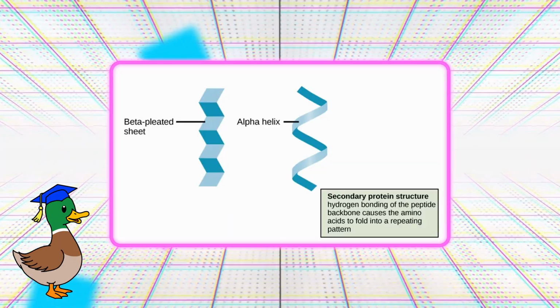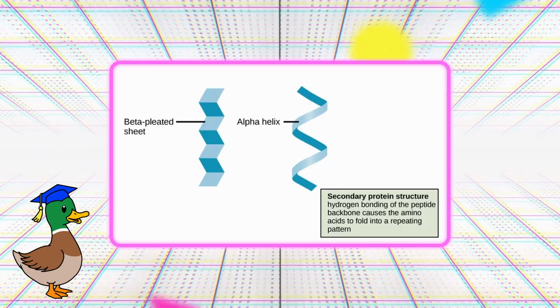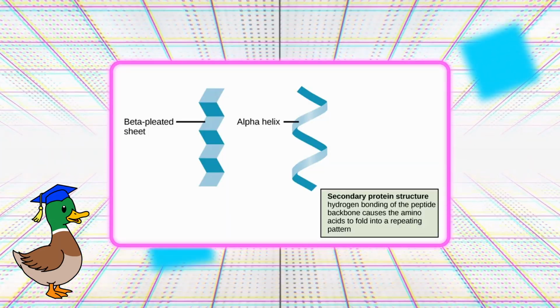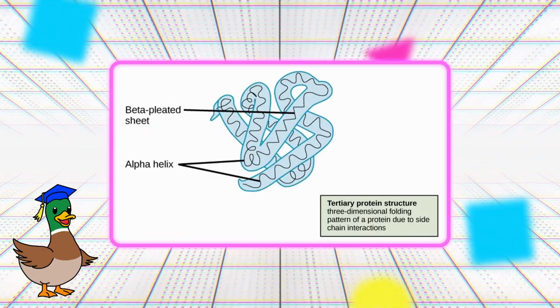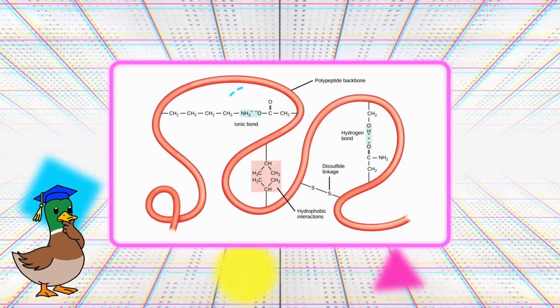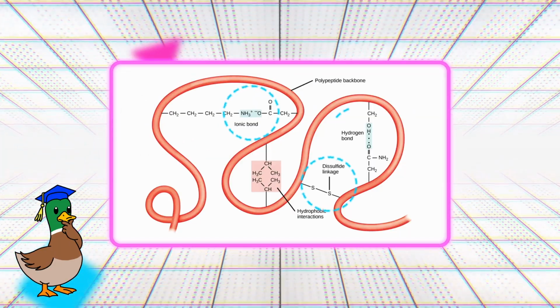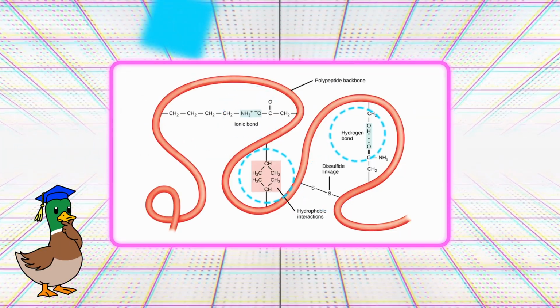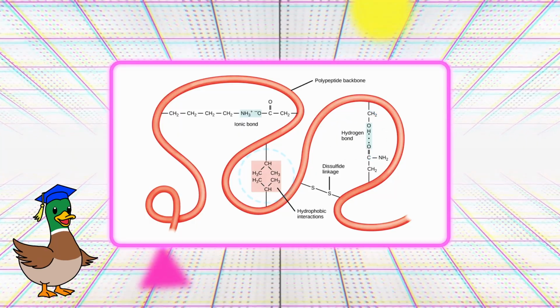Most commonly, we'll see the alpha helix or the beta pleated sheet, which are held together via hydrogen bonds between the peptide backbone. The tertiary structure of a protein, formed by chemical reactions between R groups, is the three-dimensional structure. Ionic bonds, disulfide bonds, hydrogen bonds, and hydrophobic interactions all influence the 3D structure.